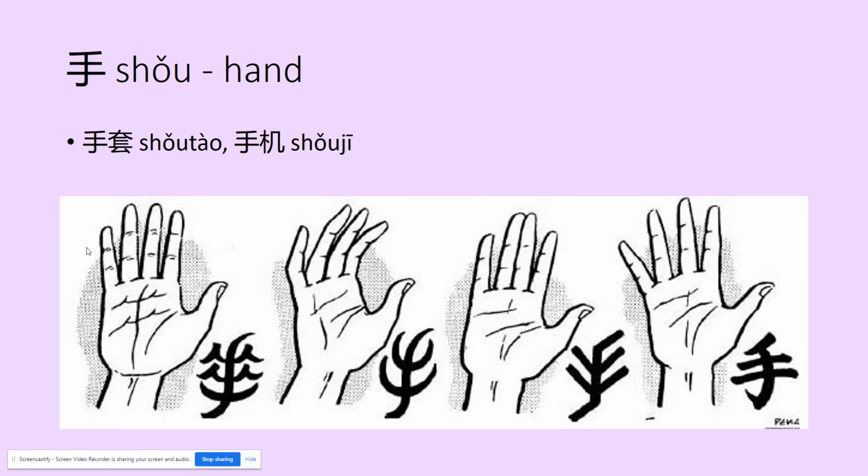Shou is the next character you should trace. It's part of shou tao for mittens, or shou ji for cell phone. And we learned that way back in freshman year. It was originally supposed to look like hands, but now it looks like the lines in the hand.